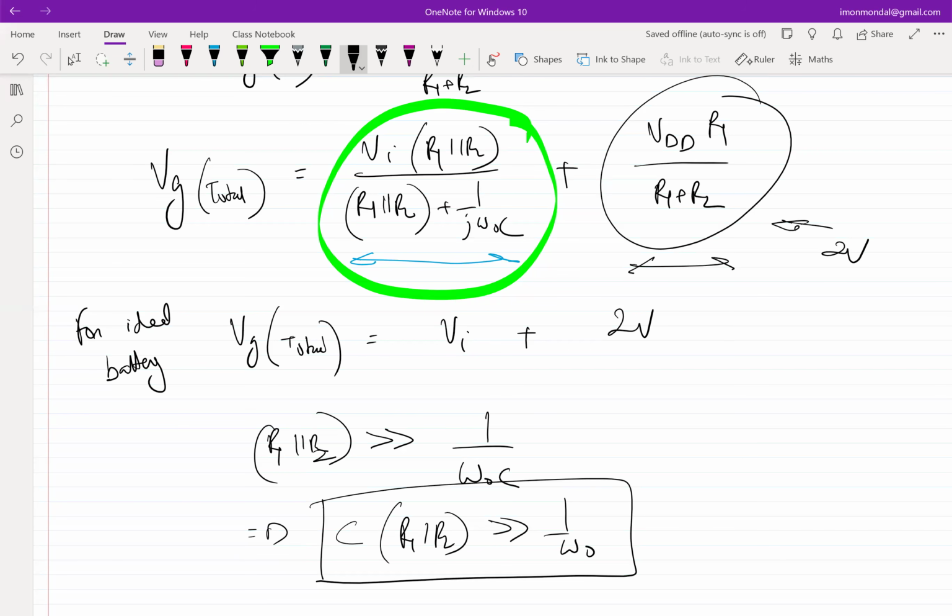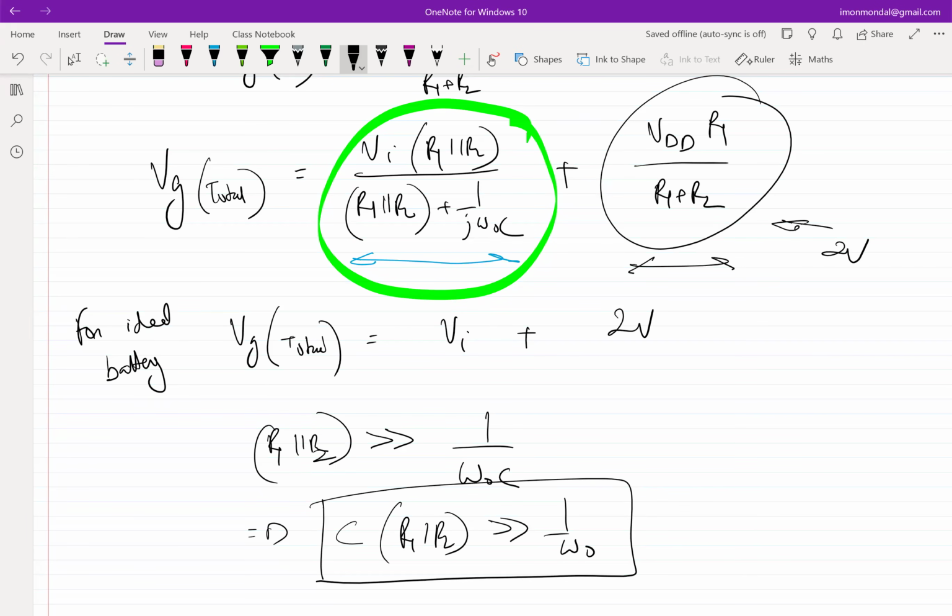Make sense? So, yes. Suppose this fraction becomes equal to 1/2. Then, if we want the output to be Vi, we can just choose a battery which has double the requirements.